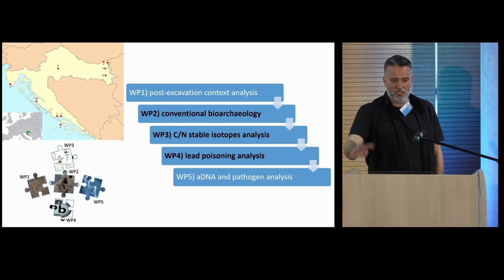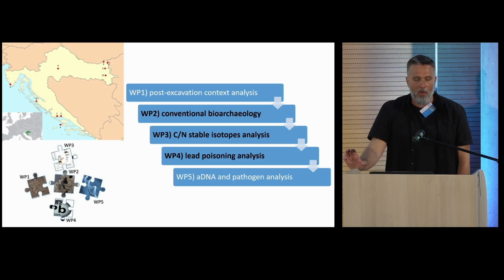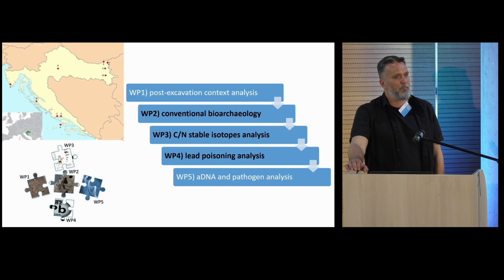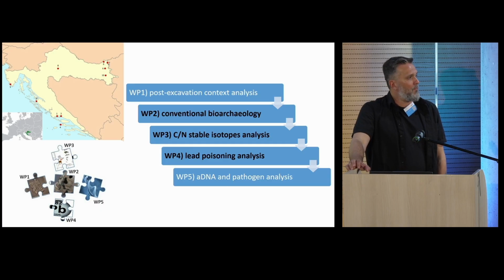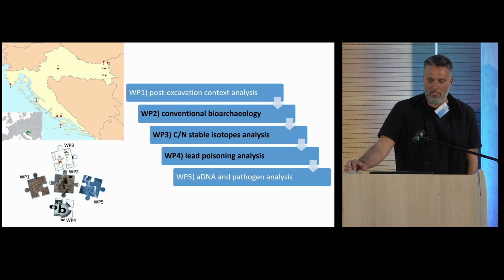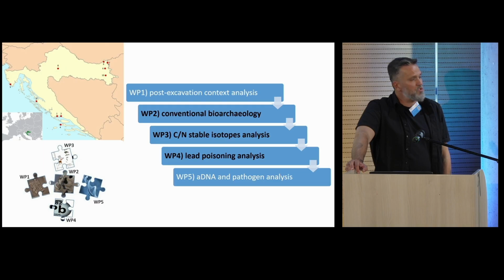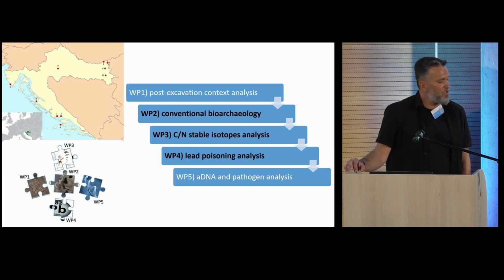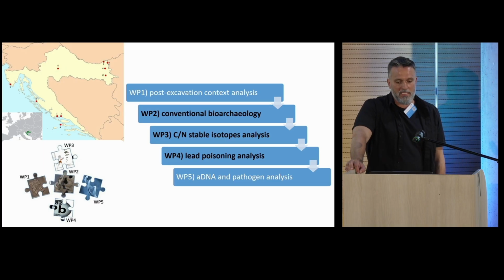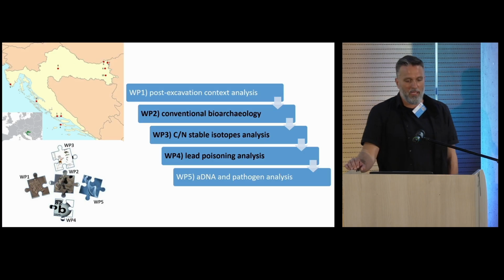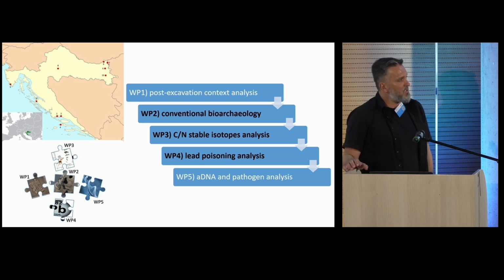The project itself consists of 5 work packages, but 3 are pertinent to the topic that we are going to talk about today. Obviously, conventional pathology, primarily paleopathology, we want to reconstruct general health of these non-adults, to reconstruct their diet through bulk collagen carbon and nitrogen stable isotope analysis, but also to see if lead exposure had any effect on their health.